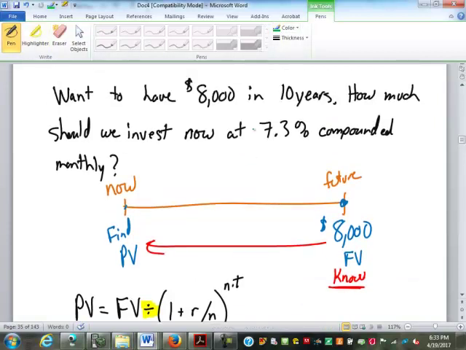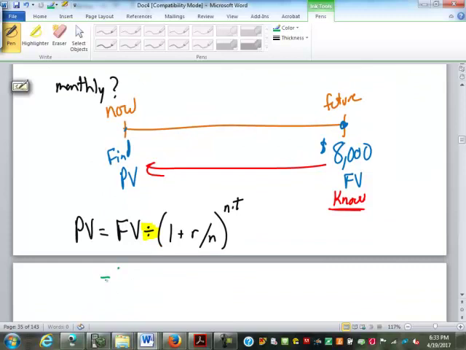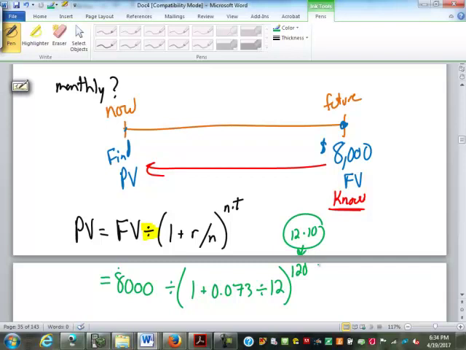So let's put in those numbers. We want $8,000. That's our future value. Divided by 1 plus 7.3% is 0.073. Compounded monthly, so divided by 12, to the power of 12 months in a year times 10 years is 120. Good.